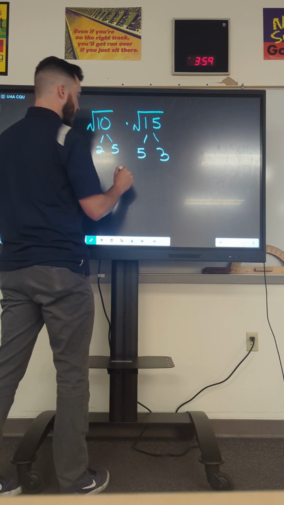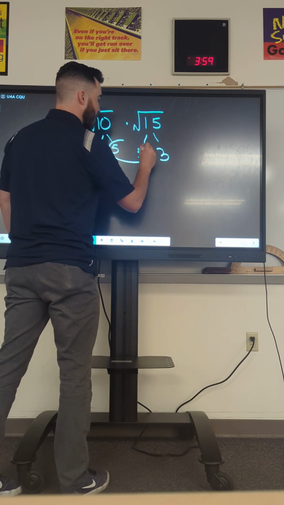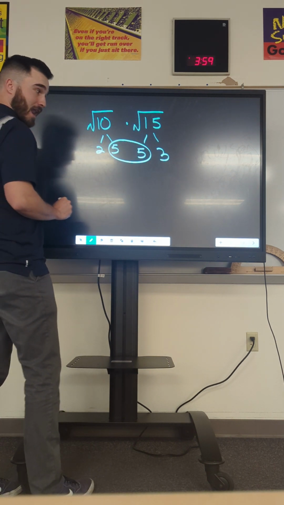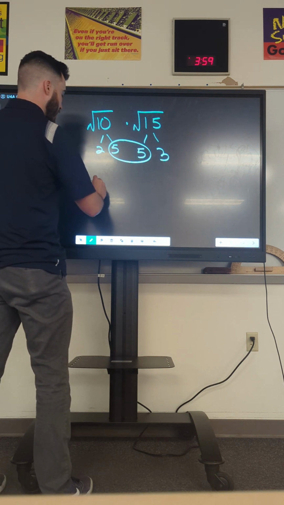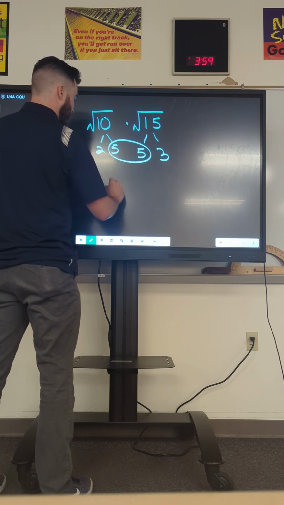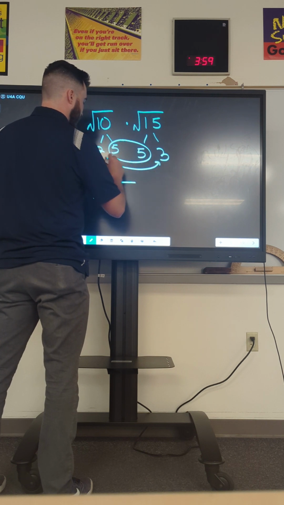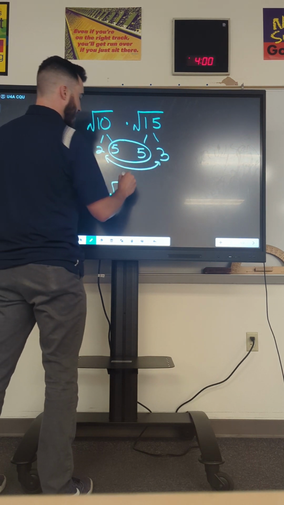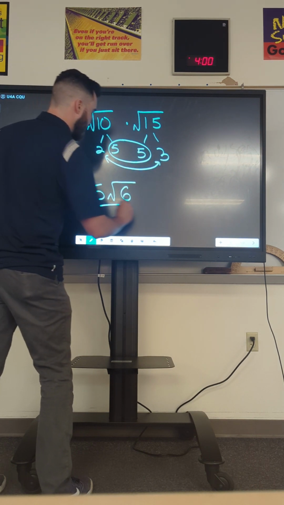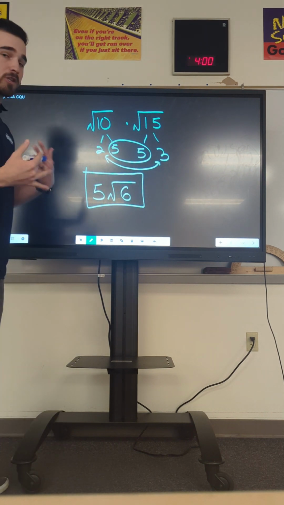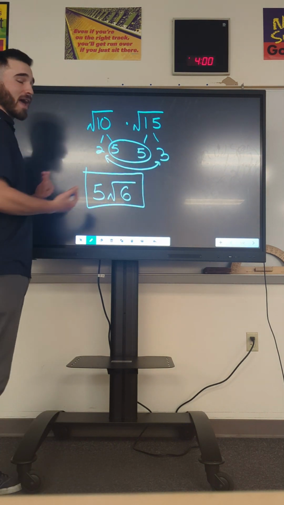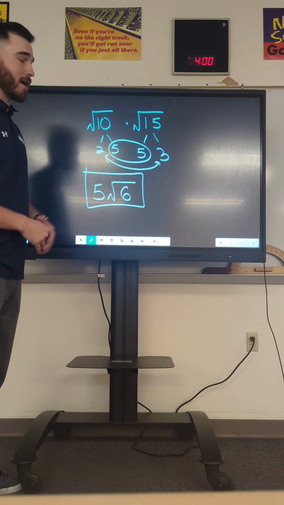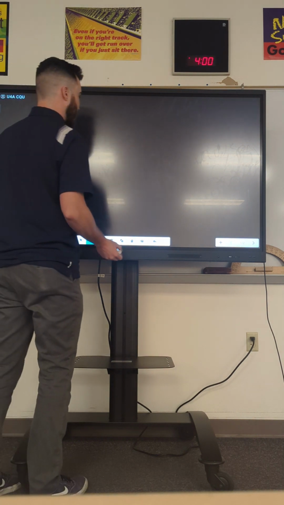So I have a pair of 5s right here, and I'm going to pull that pair out right away. 5 on the outside, and I've got my 2 and 3 here that are left over. I multiply those together and get 6 on the inside. So you can even skip that whole multiplication process and just factor them together and treat them like they're one radical. Let's do that one more time just for practice sake.